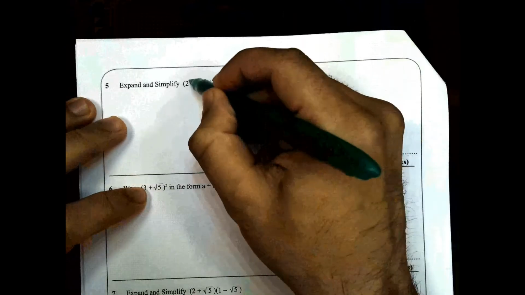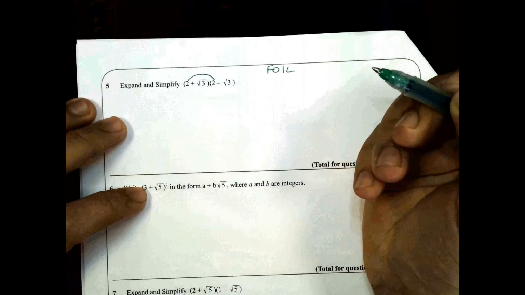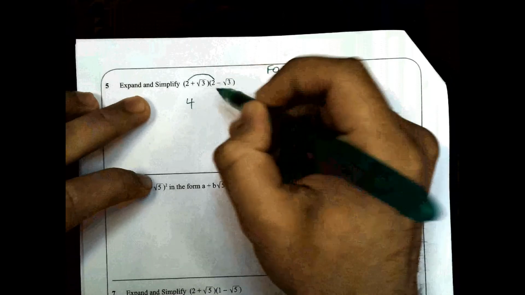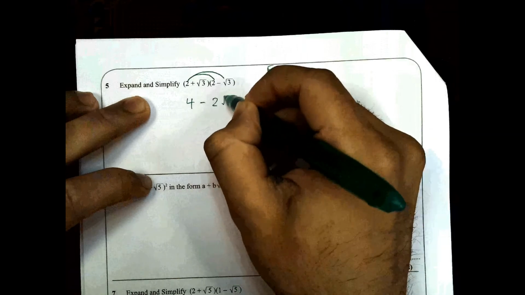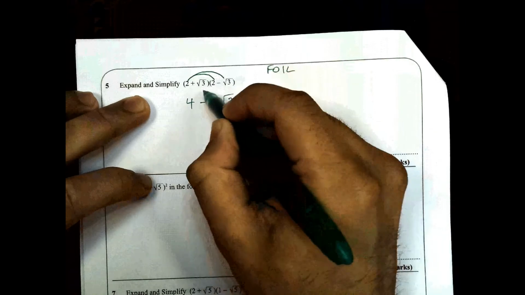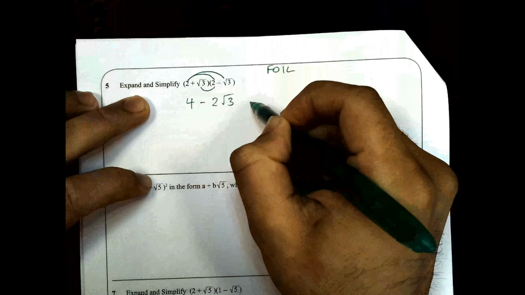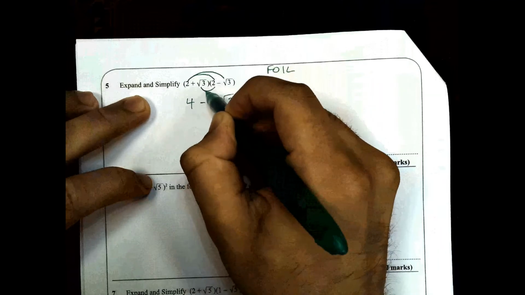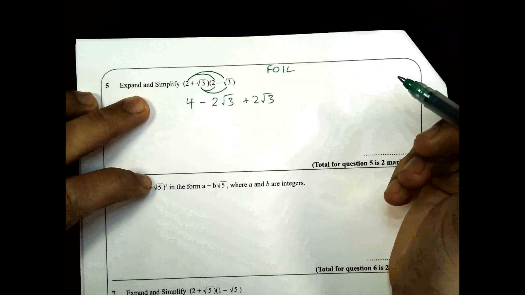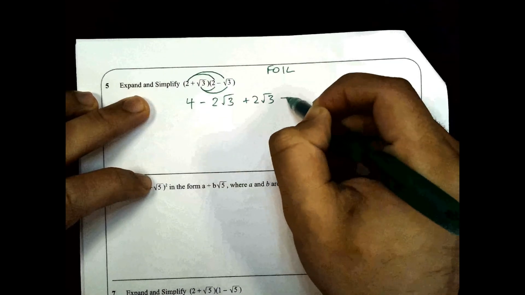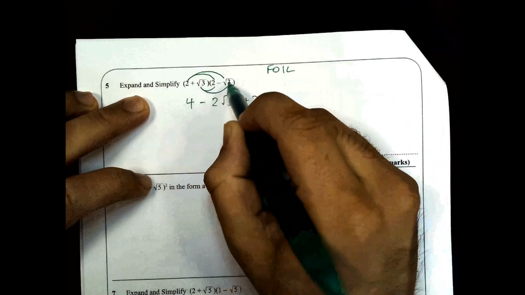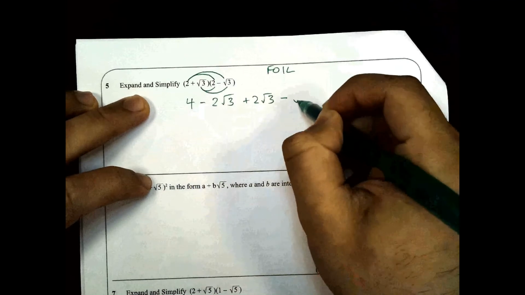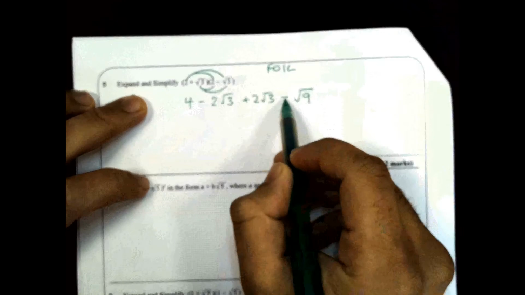Apologies. Right, so 2 times 2 is 4. 2 times minus root 3 is minus 2 root 3. Root 3 times 2 is plus 2 root 3. And root 3 times minus root 3, that's the last, will be minus, well, root 3 times root 3 is the same as root 9. So the square root of 9 is 3.